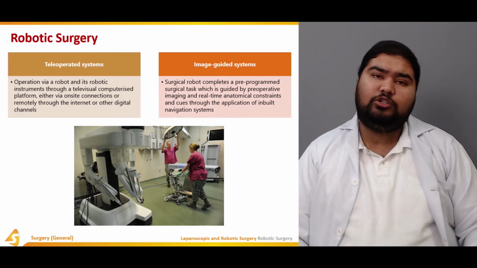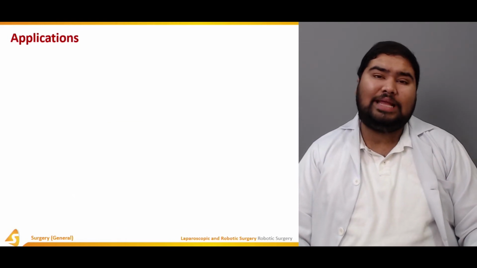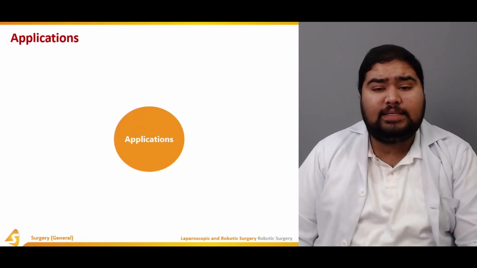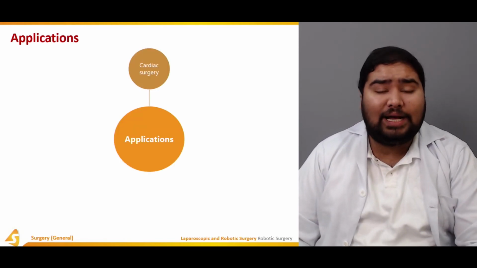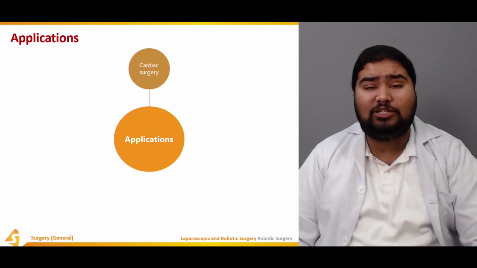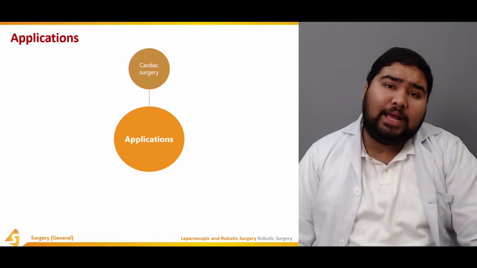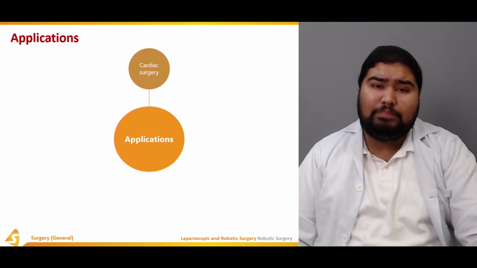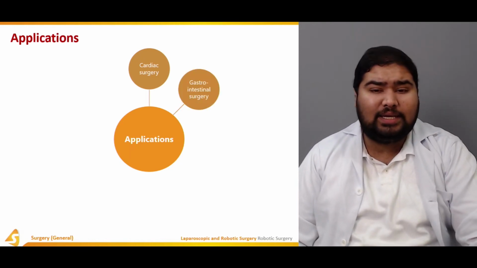So these were the two types of robotic surgeries. Now let's see the application of robotic surgeries. Robotic surgeries can be applied in cardiac surgery. We've talked about it. They actually eliminate the need for bypass or stopping the heart. They can compensate for cardiac beating and hence are used in cardiac surgeries.